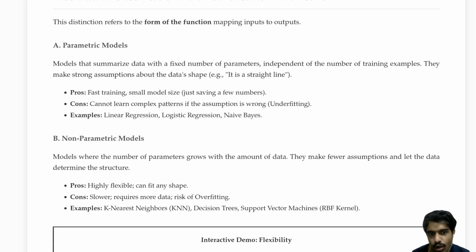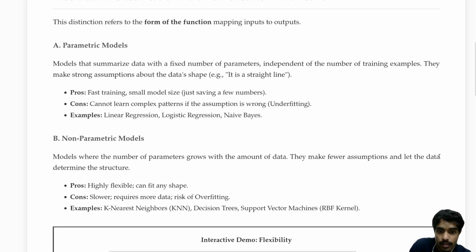On the other hand, the non-parametric model is like a plastic bag. It stretches as you add more data. The model gets more complex, and things can become pretty messy. Here we can think of KNN, K nearest neighbors. It doesn't assume a line. It memorizes the data points. If you have a million data points, the model effectively stores a million parameters.